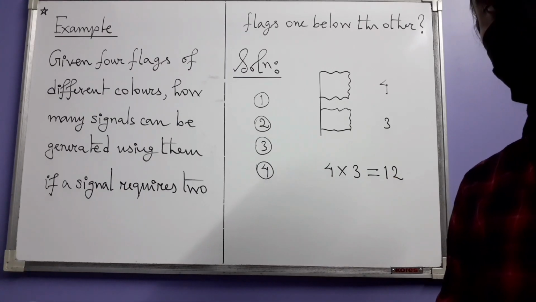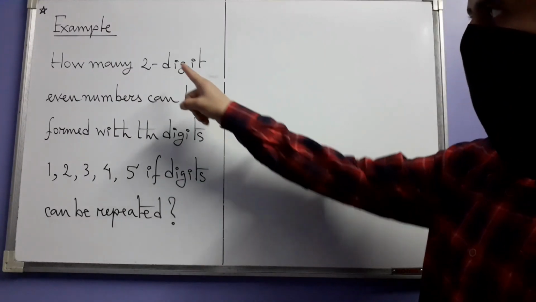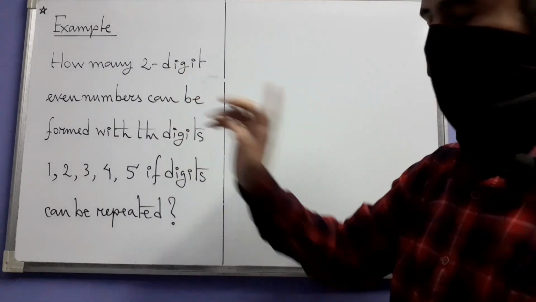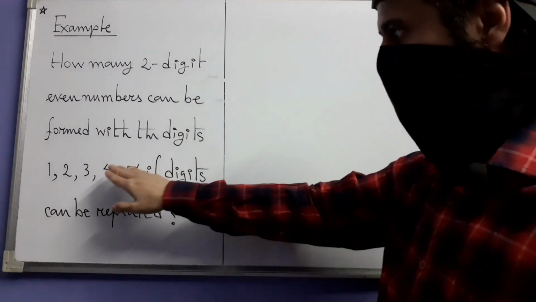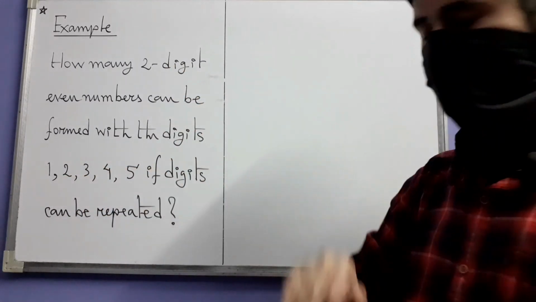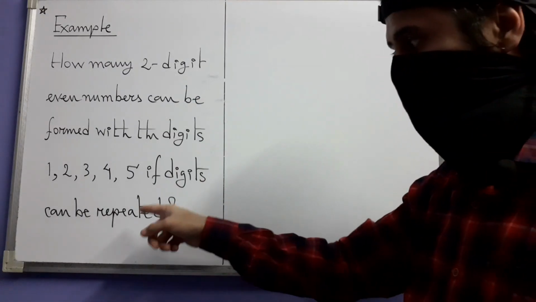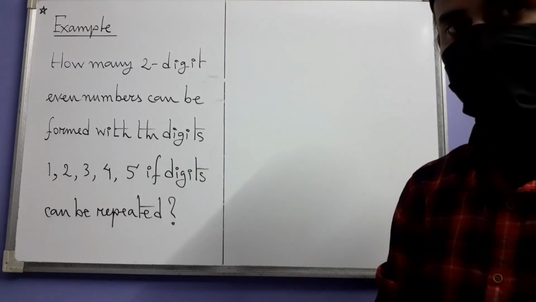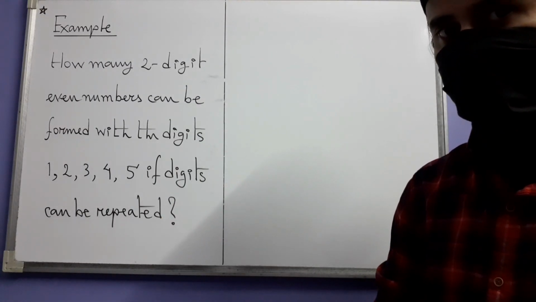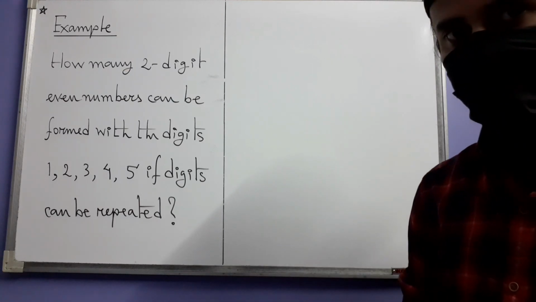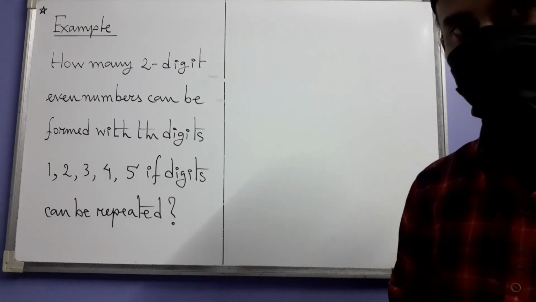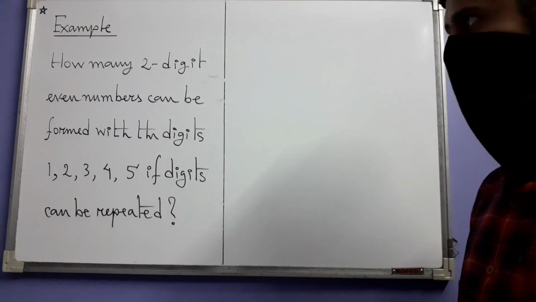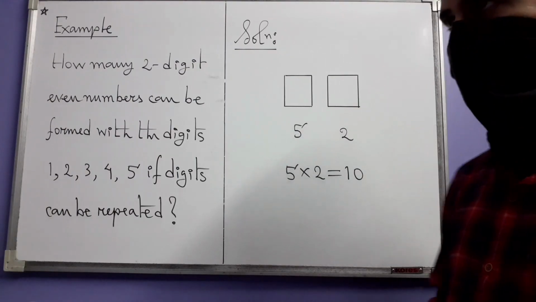That's it. Next example, how many 2-digit even numbers can be formed using the digits 1, 2, 3, 4 and 5 if digits can be repeated? Okay, so you are allowed to repeat digits, so it's not like the previous example where flags cannot be repeated, of course. So the solution, of course, will be this.